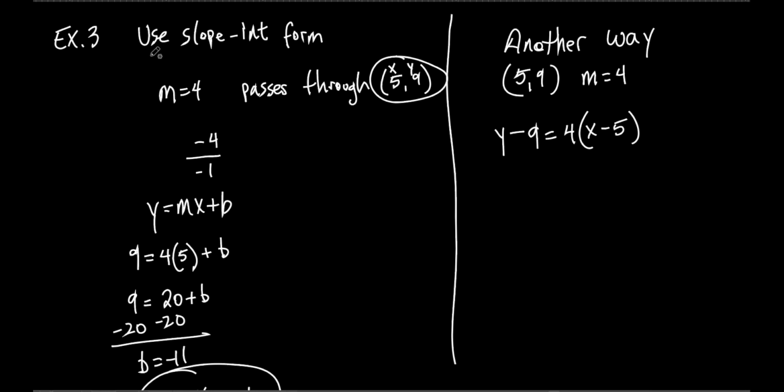Okay? This is actually, I think, a lot easier. But what did the instructions say, though, on this one? They said use the slope-intercept form. So I think that's important because there's a lot of times you might want to solve for the y-intercept. All right? And that's a nice, easy way to do it. But this is easier.